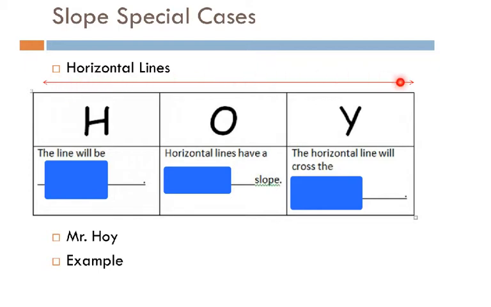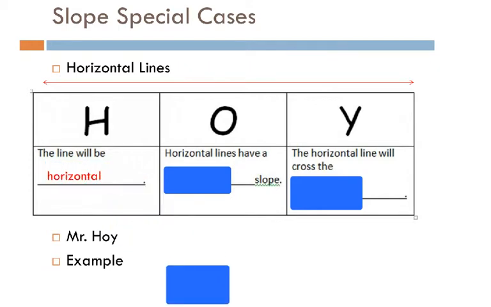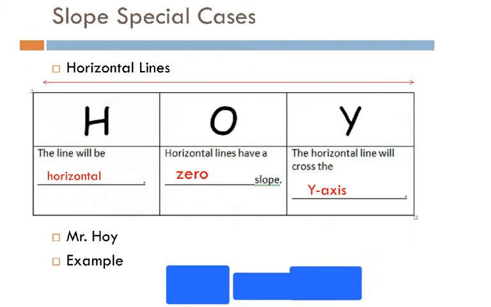Horizontal lines are ones that go left to right, just like the horizon where the sun sets. And our acronym to remember what their slope is HOY, or H-O-Y. So this line will be horizontal. That is what our H stands for. Horizontal lines have a 0 slope, so that's what our O here is, the 0. And then our Y, the horizontal line, will cross the Y axis.